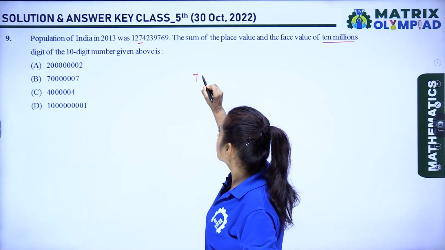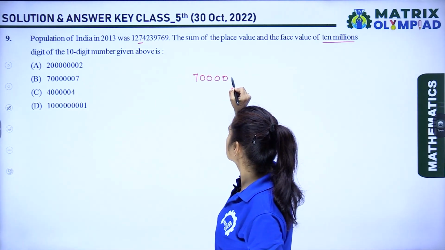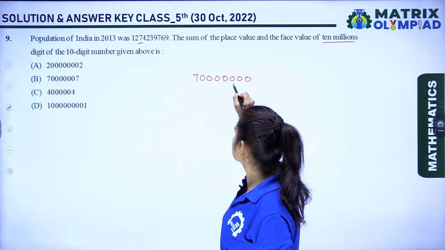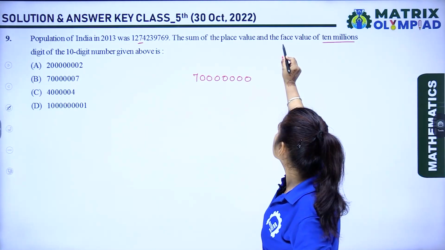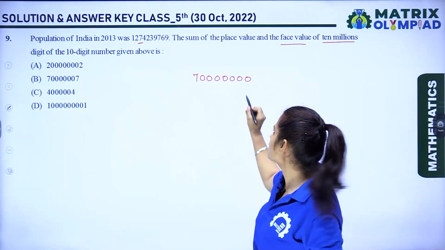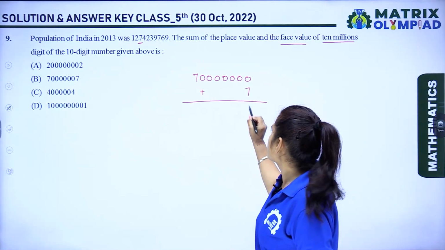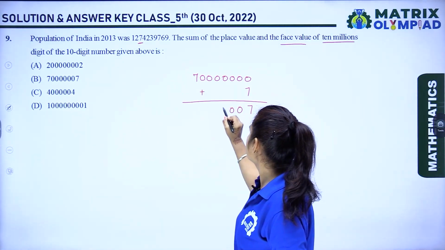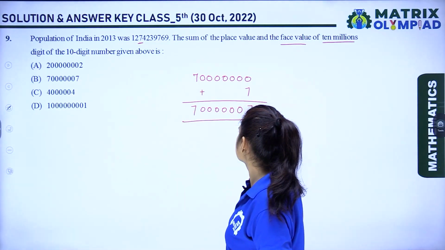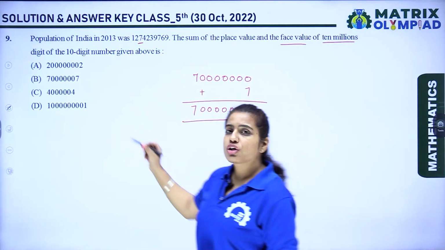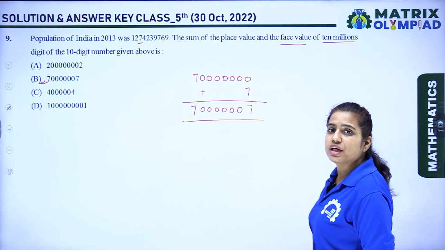Now here the sum of place value of 7 and the face value of 7 is. Now the place value of 7 is 70 million, and the face value of 7 is 7. So the sum of these two numbers is 700. So according to the option, we can say that option B is the correct answer. Let's begin with the next question.